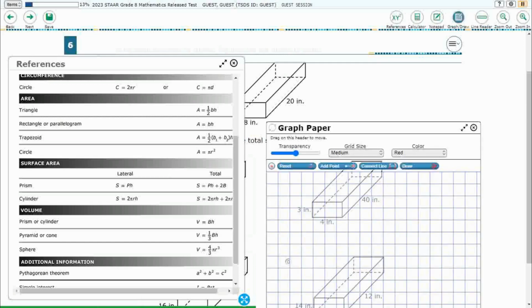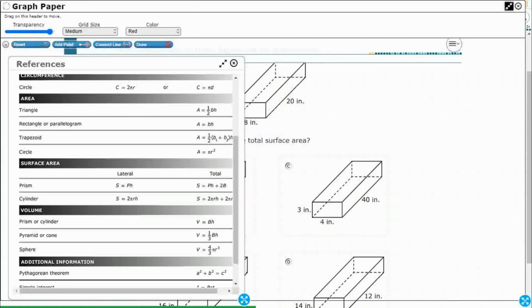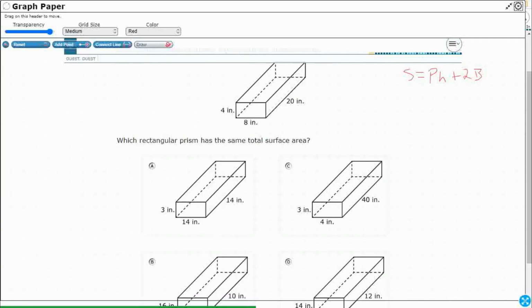So we should be thinking to ourselves, all right, we need to write this down. This S equals, and then we've got the pH plus 2b. Now we need to interpret that correctly. What is that pH plus 2b? That P is the perimeter of the base, right, times the height. So we still need to interpret this a little bit. Perimeter times the height. And then that 2 is the 2, but the B is the area of the base. Area of the base.